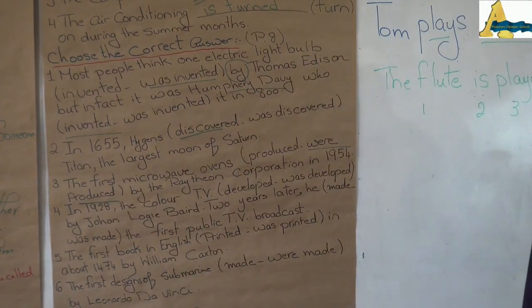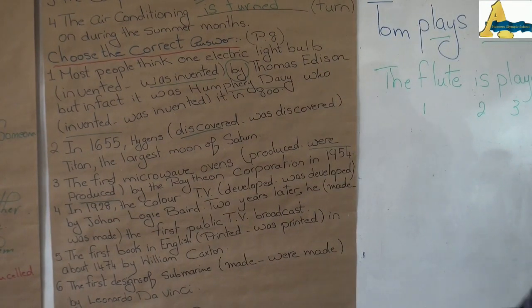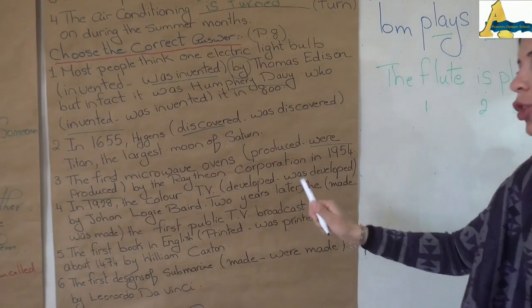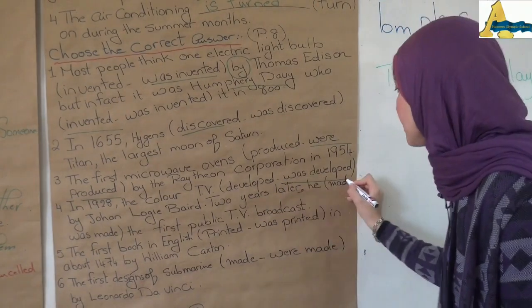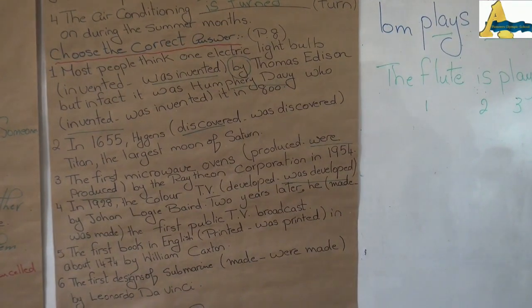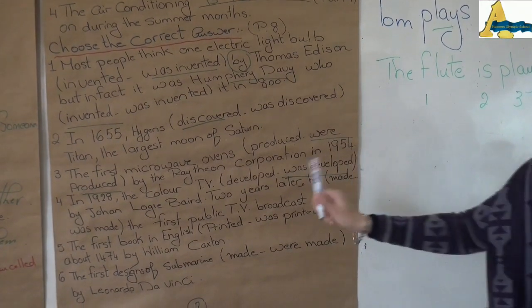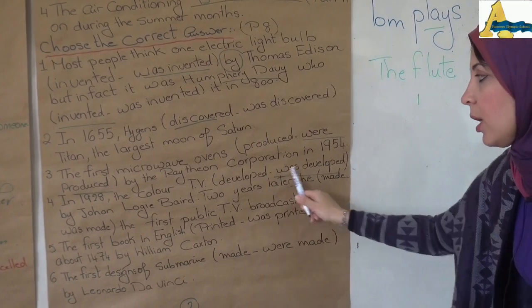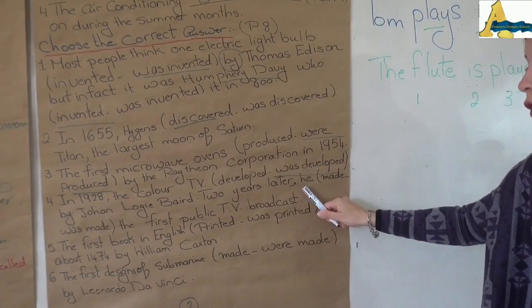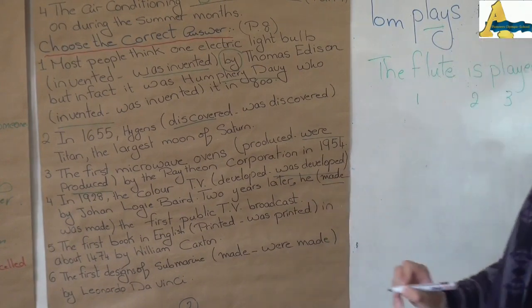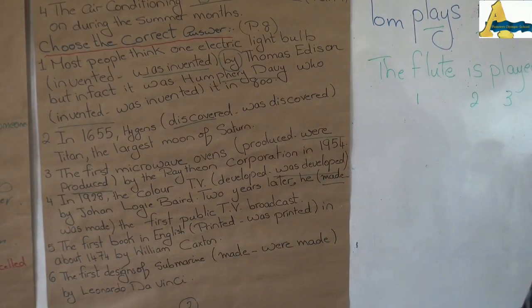Number 4: In 1928, the color TV was developed by John Logie Baird. The color TV was developed. It's a passive sentence. Two years later, it means he is a person, a doer. So this one is passive. He made the first public TV broadcast.